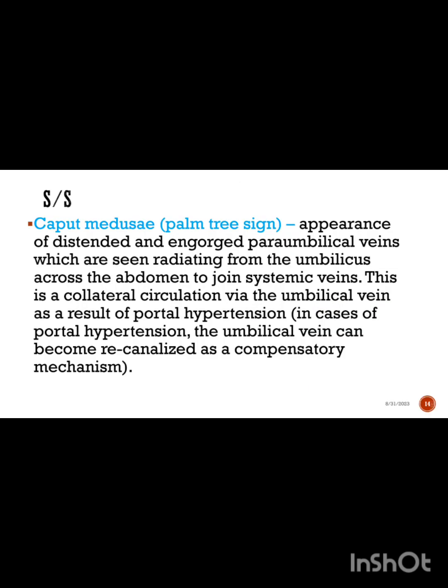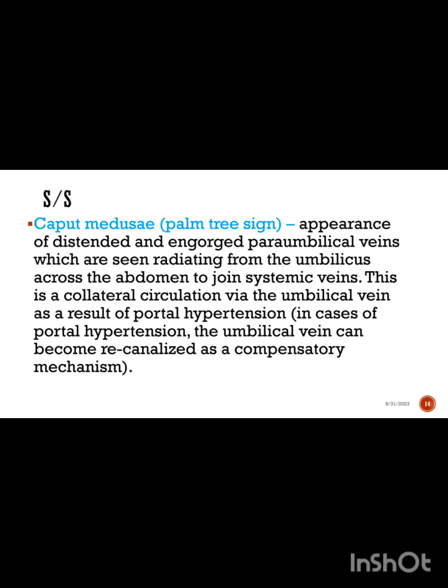Then another sign and symptom, we have caput medusae, the palm tree sign. This one comes from the word Medusa. There's a lady who was so beautiful, and then she was turned into someone whose hair was turned into snakes. That characteristic appearance is how it looks also in this condition. So these blood vessels around the umbilicus in the abdomen appear distended and engorged.